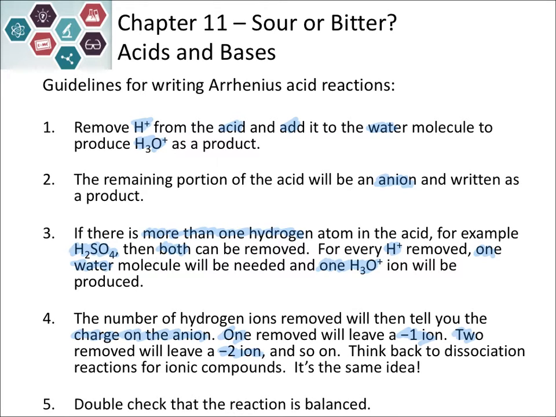Basically, you're thinking about how we did dissociation reactions before. Then in the end, you always want to double check and make sure that your reaction is balanced.